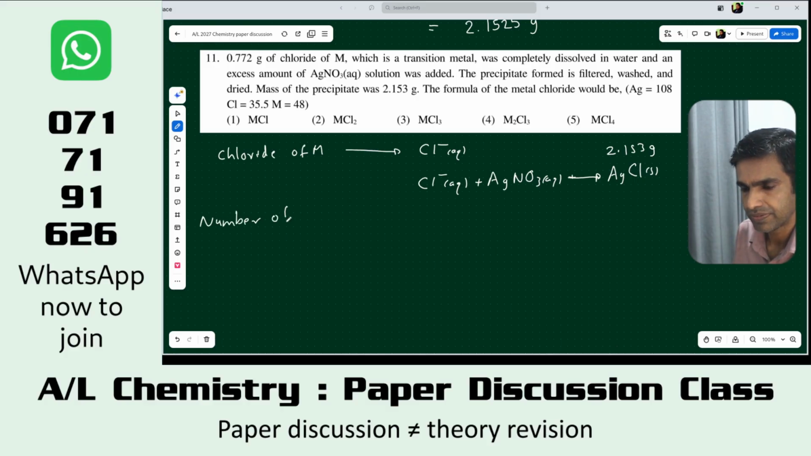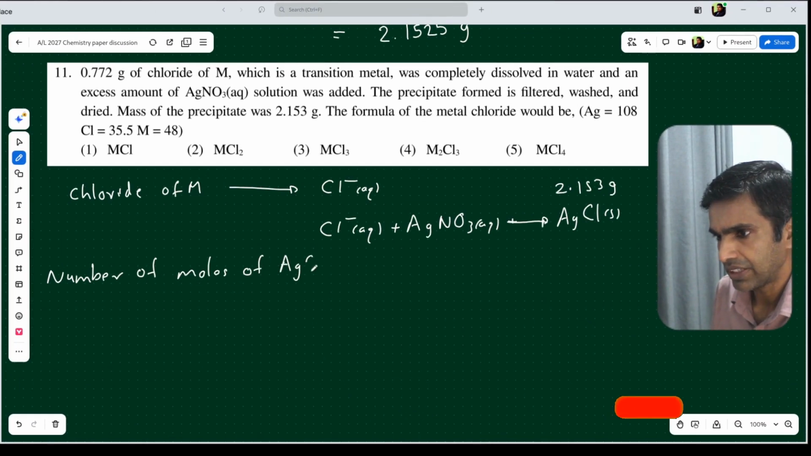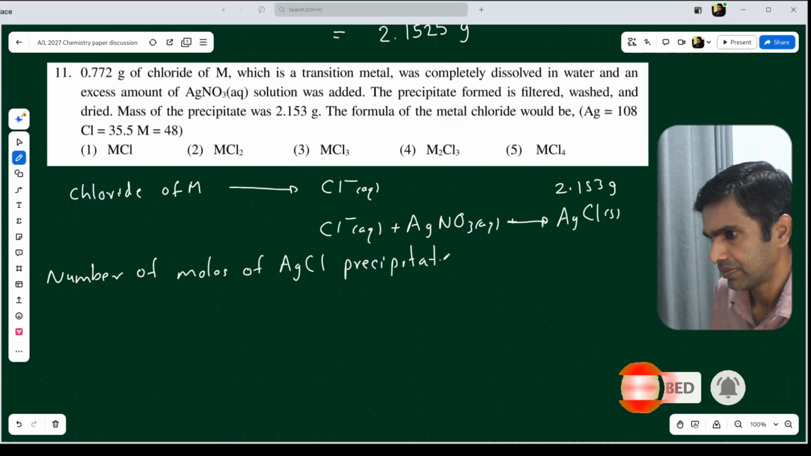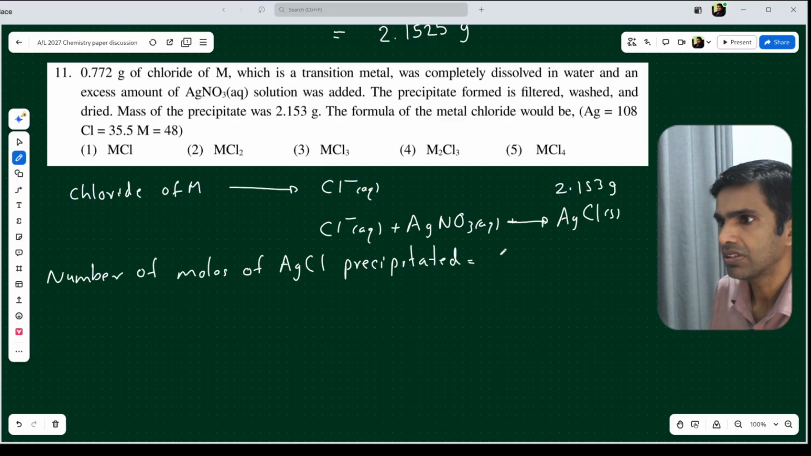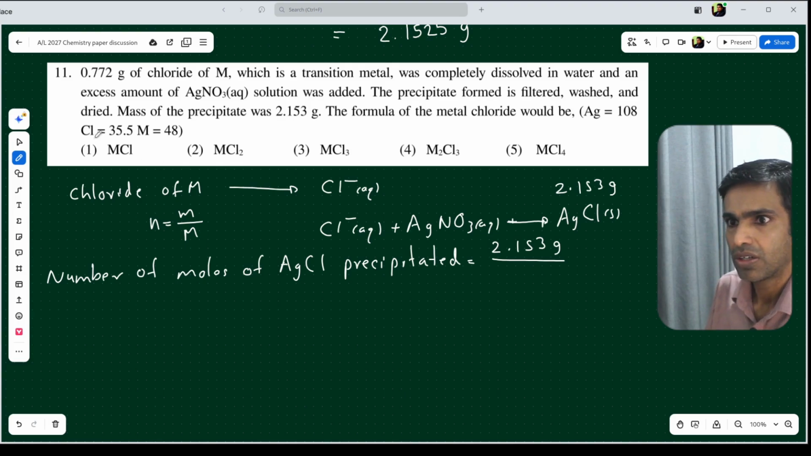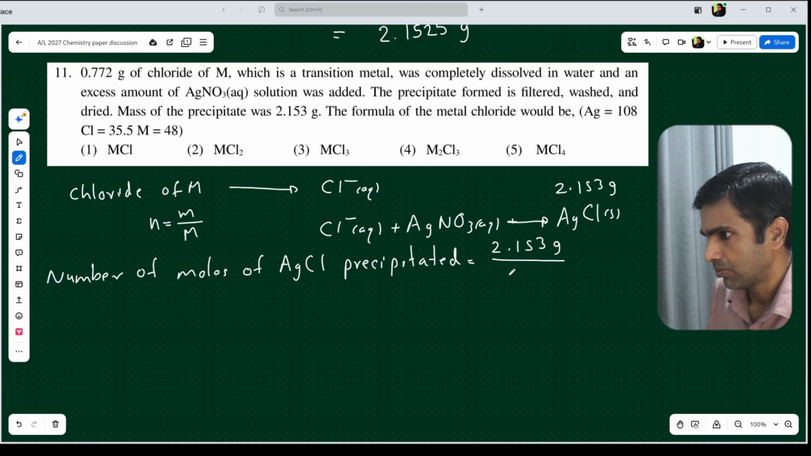Number of moles of silver chloride precipitated. How to calculate that one? Mass is given, so we can use the mass divided by molar mass formula to calculate number of moles. So 2.153 grams over molar mass of silver chloride. Silver 108, chlorine 35.5, that means molar mass of silver chloride is 143.5 grams per mole.